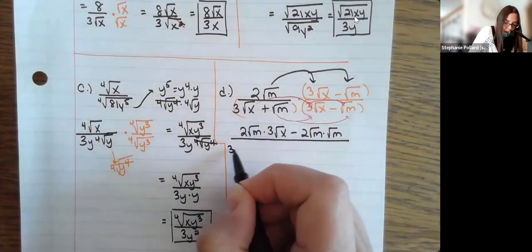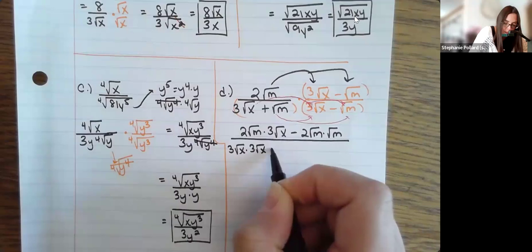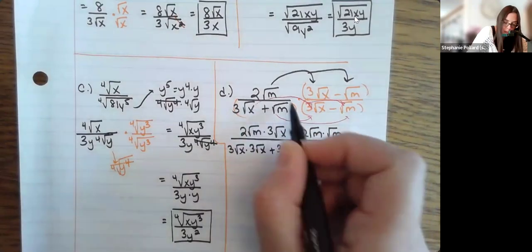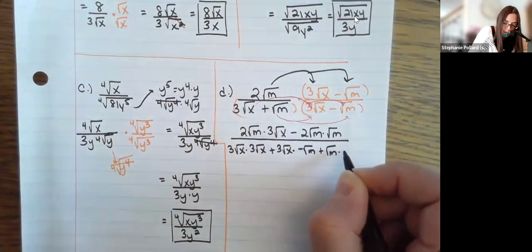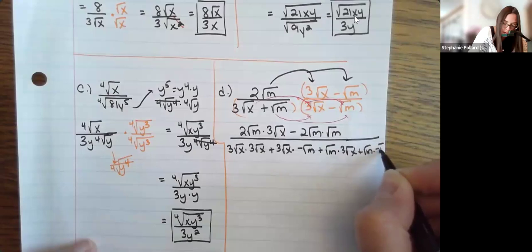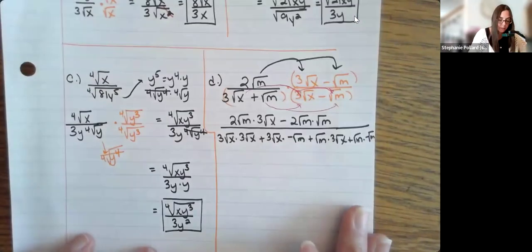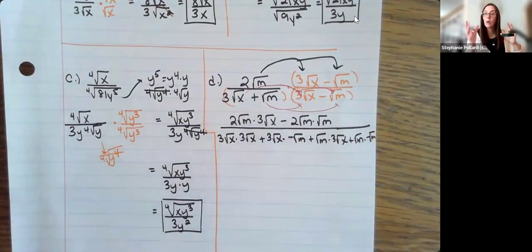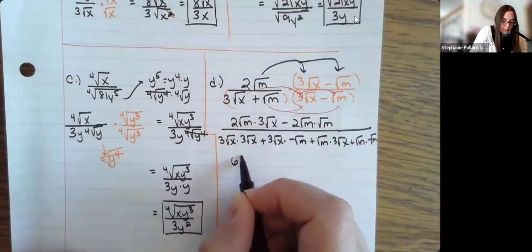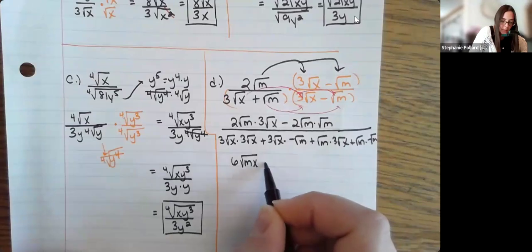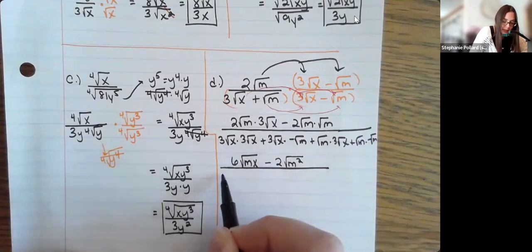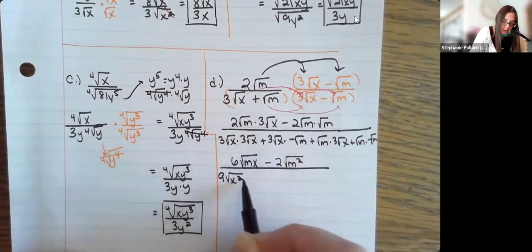So I have 3 root x times 3 root x, 3 root x times negative root m, right? Multiplying that one through. Now I'm going to switch here. Positive root m times 3 root x, and then positive root m times negative root m, running out of room for that last piece. When you're multiplying, remember that outside things stay together, inside the root things stay together. So in the top, I have 2 times 3 is 6, and then I have an mx underneath, minus 2, and then I have an m squared. In the bottom, 3 times 3 is 9, x times x is x squared.